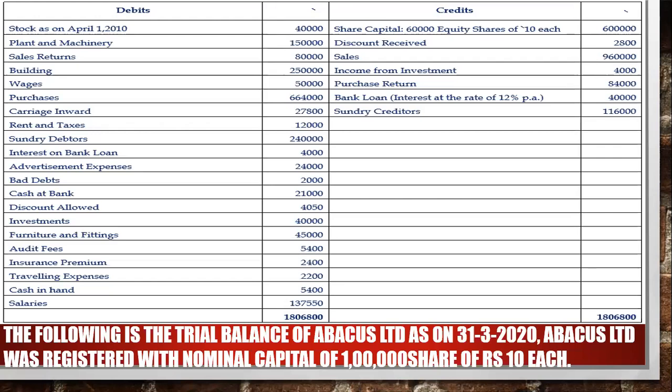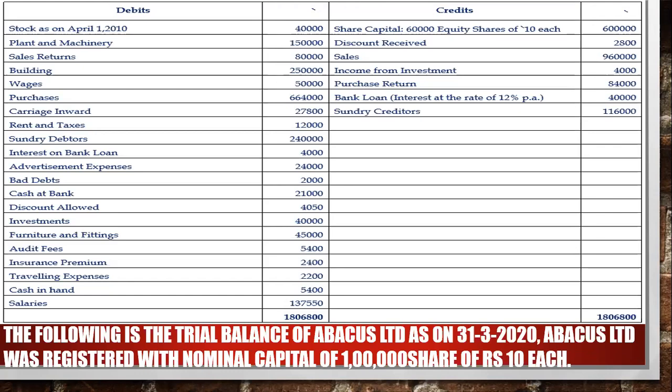Everyone, just calculate. Your plant and machinery is how much? 1,50,000. So you have to calculate 20% on it. 10% is 15,000 and 20% is 30,000. Yes, 30,000. So depreciation on plant and machinery is 30,000.